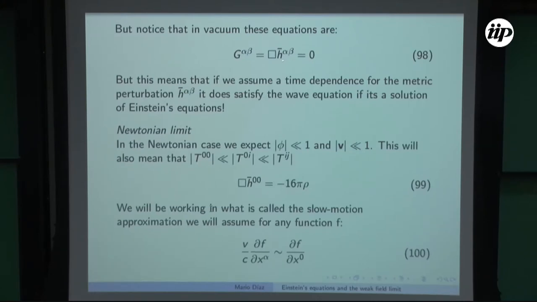If we assume that there is a time dependence, because if there's no time dependence, then the second time derivative in this box is going to generate nothing, and we have just a standard three-dimensional Laplacian. But if there is a time dependence, this is the wave equation. In other words, waves are a solution of Einstein's equations in the weak field limit.